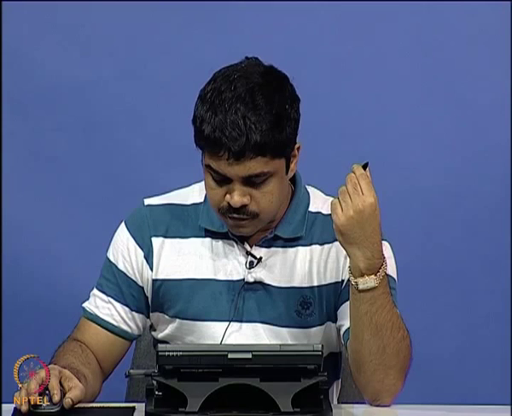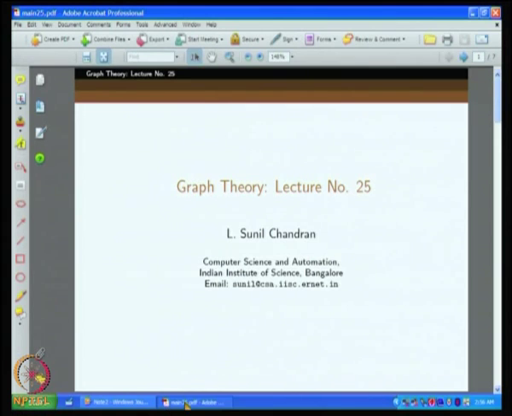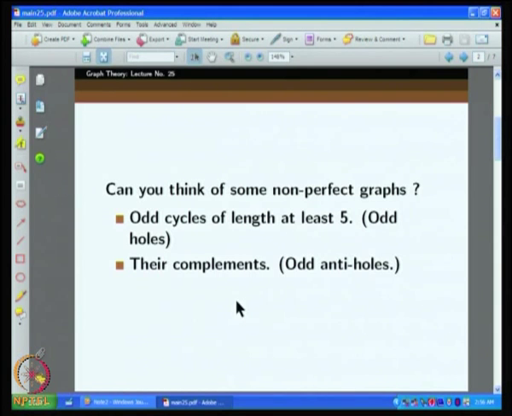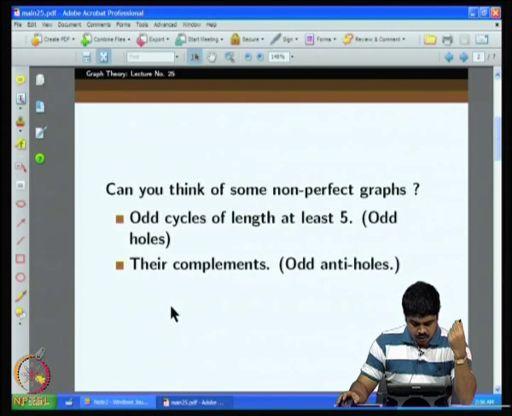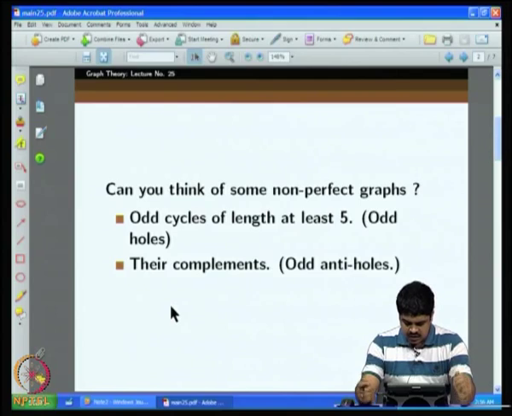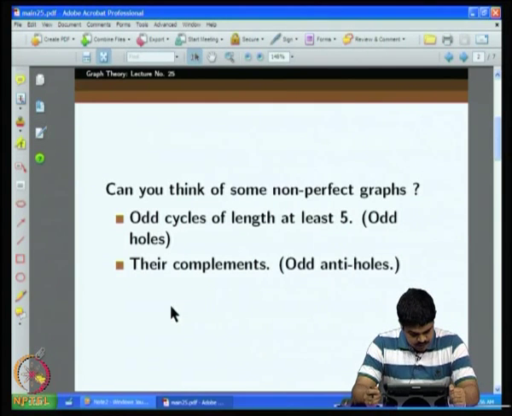Welcome to the 25th lecture of graph theory. In the last class we were looking at several classes of perfect graphs. Now, let us ask the other question. Can you think of some non-perfect graphs, graphs which are not perfect?